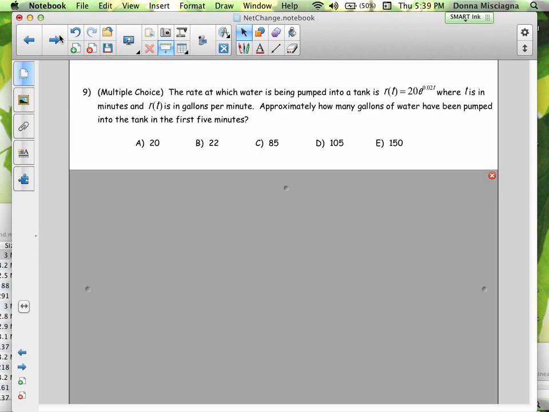A multiple choice question. It'd be real bad if you just guessed on this one, because we want to solve it out. The rate at which water is being pumped into a tank is R of T equals 20e to the 0.02T, where T is in minutes and R of T is in gallons per minute. Approximately how many gallons of water have been pumped into the tank in the first 5 minutes?